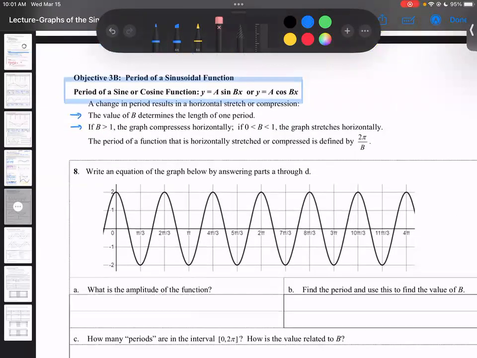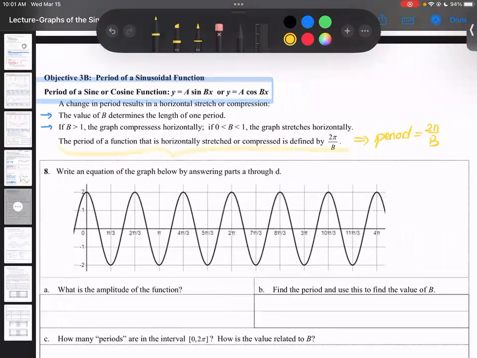The period is equal to 2 pi divided by B. This sentence right here implies all of that. Period equals 2 pi over B. That's very helpful. You need that later when you try to graph sine and cosine functions.